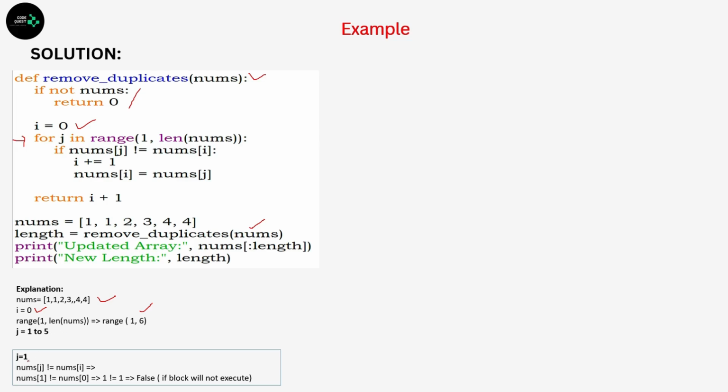So for the first time when the j value is 1, I check this condition: nums of j, meaning nums of 1. What is nums of 1 here? Nums of 1 is 1, not equal to nums of 0. What is nums of 0? That is 1. So 1 not equal to 1, that is what I am checking here. Because 1 not equal to 1 is false, this if block will not execute at all.